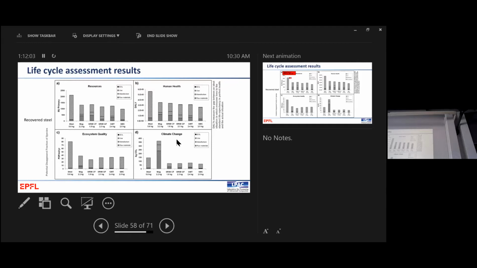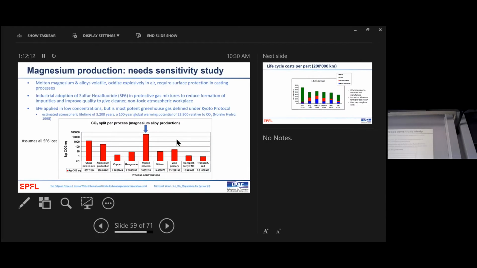apart from for magnesium. It's like, what on earth is going on with magnesium? And what happened is there was a critical assumption around magnesium, which was assumed to be made in China, okay? And they used the so-called Pidgeon process, and magnesium is very volatile. So they use SF6 to suppress the oxidation, and SF6 has a global warming potential relative to CO2 of 24,000. But the life cycle analysis model assumed that all of the SF6 was lost.